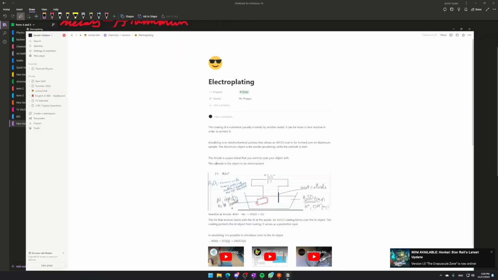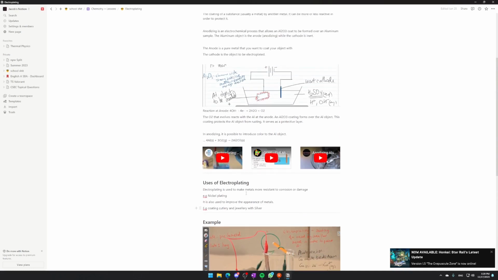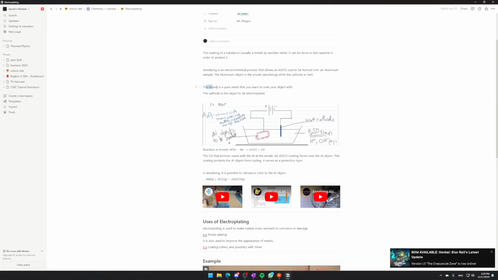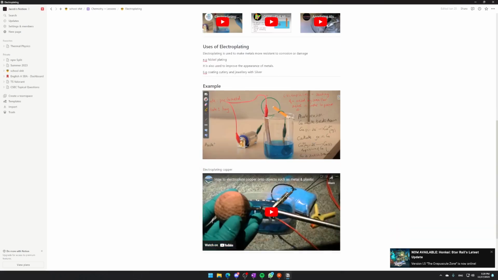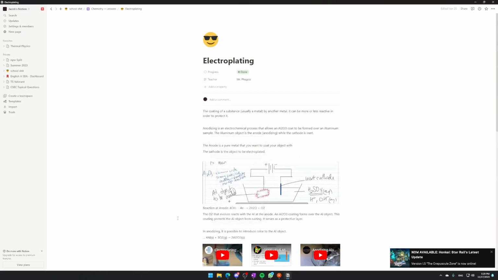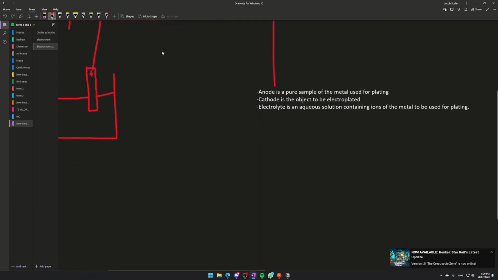So I have some examples up here in the Notion. So here we have anode is a pure metal you want to coat the object with, and the cathode is the object to be electroplated. There's an example down here. Nickel plated. It is also used to improve the appearance of metals, like coating cutlery and jewelry with silver. So, let's say we have a spoon and we want the spoon to be coated with gold. Okay, so how would we set up that apparatus?